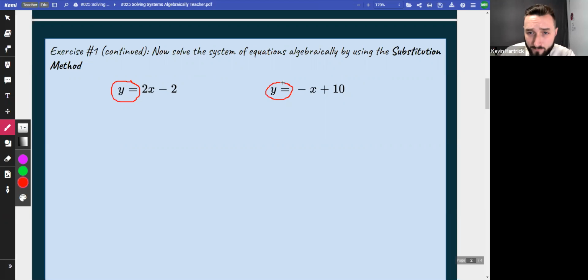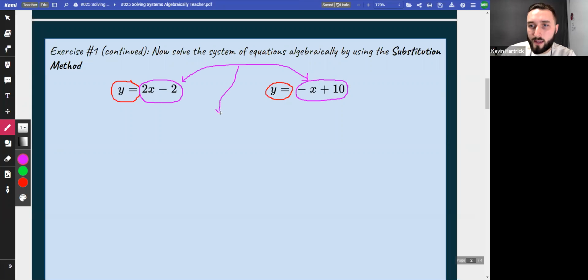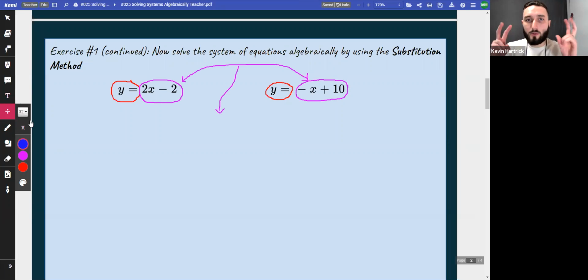What does that mean? That means that this thing here, this 2x minus 2, is equal to this thing here, because they are both equal to the same value, which is y. So putting that all together, that tells me that I can do what's called the substitution method. I can set them equal to each other. That's what math teachers will say: set them equal to each other.